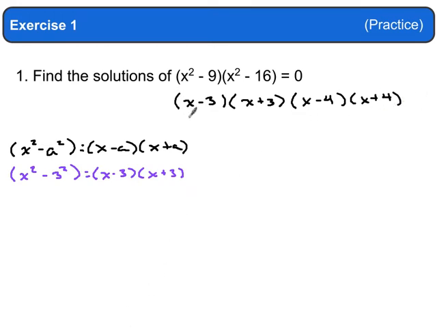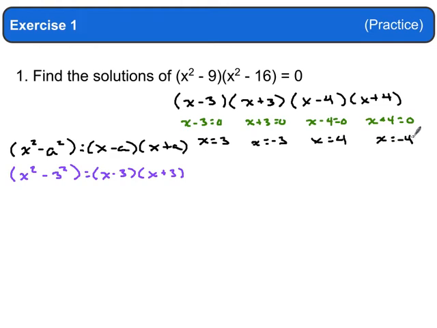So now we set each one equal to 0. So x minus 3 equals 0, x plus 3 equals 0, x minus 4 equals 0, and x plus 4 equals 0. So when we solve each one, x is equal to 3, x is equal to -3, x is equal to 4, and x is equal to -4. So those would be our solutions.